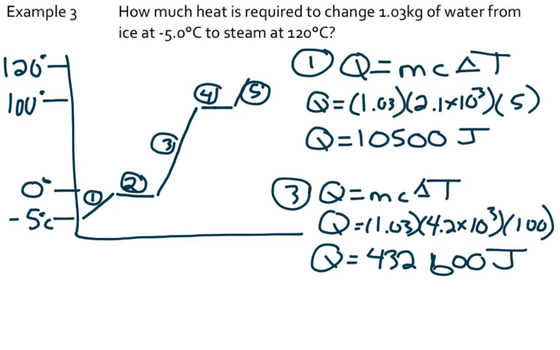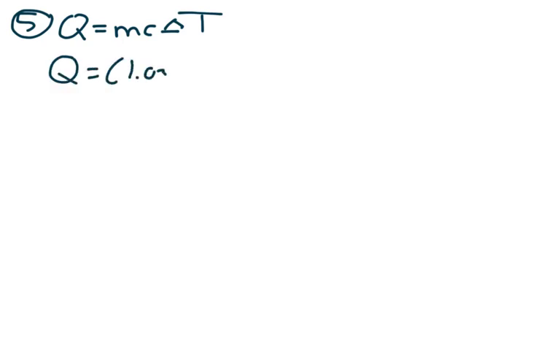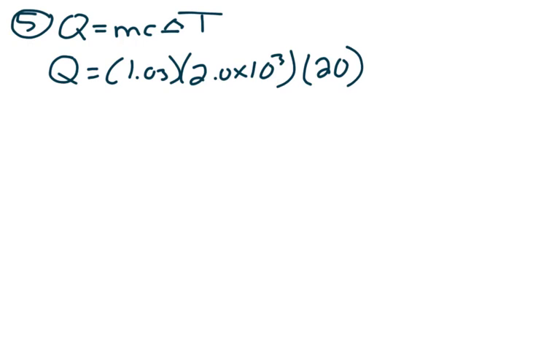Just have to flip the slide to do the rest of the calculations. We'll do section 5, the last temperature change, when the water is already heated to steam. So mass is still 1.03 kilograms. c for steam is 2.0 times 10 to the 3. And the delta T in this section, it's going from 100 to 120, so delta T is 20 degrees Celsius. Multiply that out, and we get that Q equals 41,200 joules.